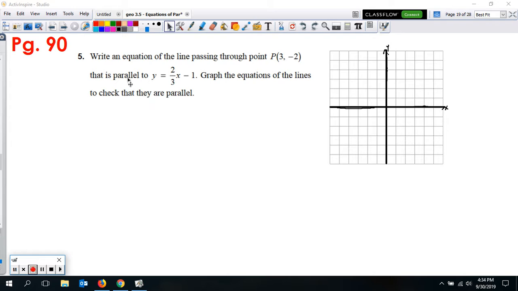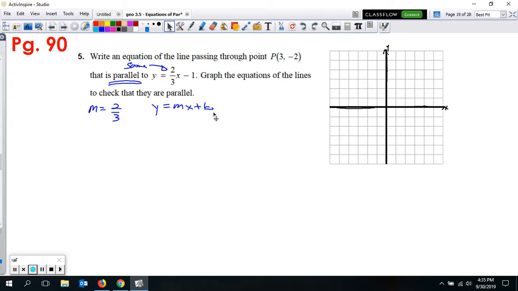Now it says parallel right here. That's the key one right there. That's the key part of this, that it's a line that's parallel to this, which tells us that the slope is going to be the same. It's going to be the same as 2/3. So the equation we're going to have is going to have to start with y equals 2/3 x. It might have a different number back here. And so we're going to say m is equal to 2/3 for the equation that we're going to do.